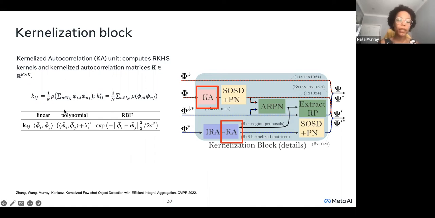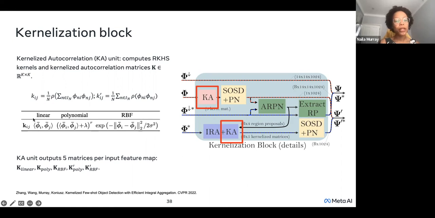So once we compute these matrices, we're going to end up with 5 matrices. We're going to have a linear matrix, then 2 versions each of a polynomial and an RBF. So we have one that's computed as an RKHS kernel, and one that's computed as an autocorrelation matrix. So basically, at the input of this, you're going to have some feature map, and at the output, you're going to have 5 different matrices.